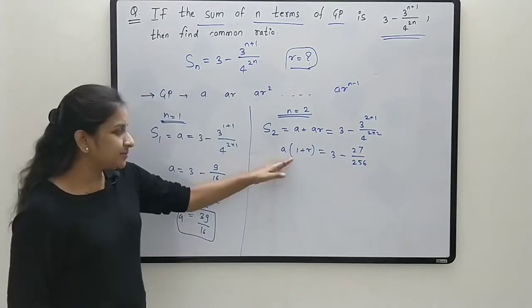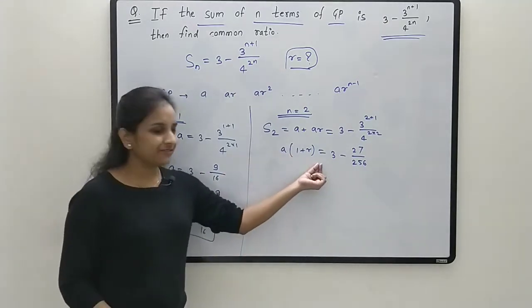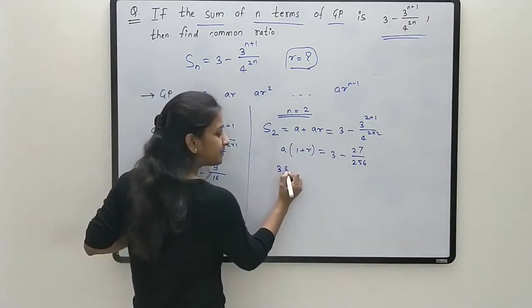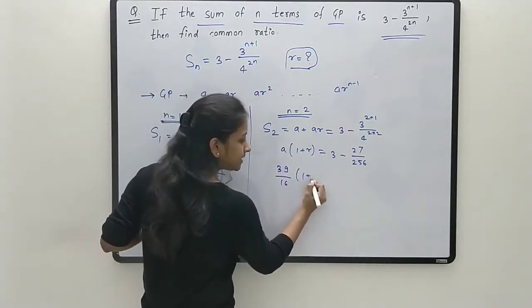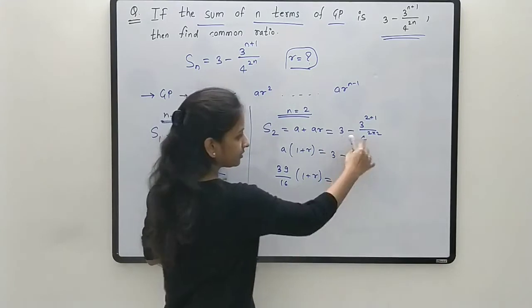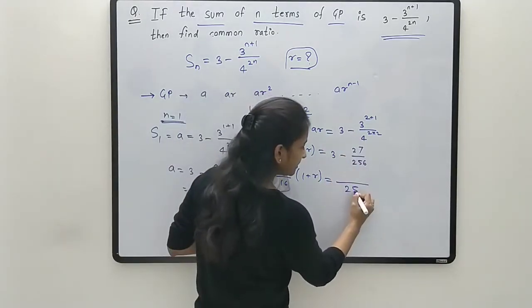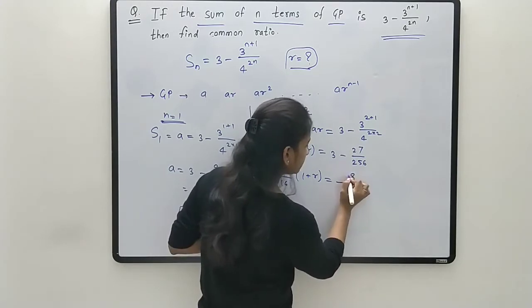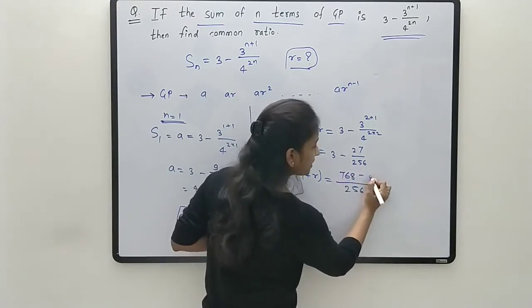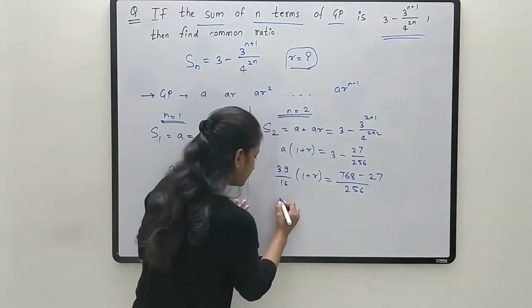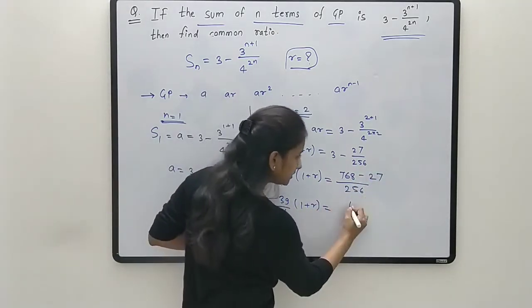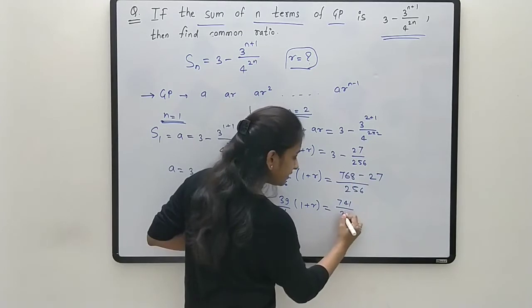Okay. Now let's substitute the value of A and we can get the value of R. Okay. So A value is 39 by 16. 1 plus R is equals to LCM. So 256. 3 into 256, 768, minus 27. So this is 39 divided by 16. 1 plus R is equals to, this value is 741 divided by 256.